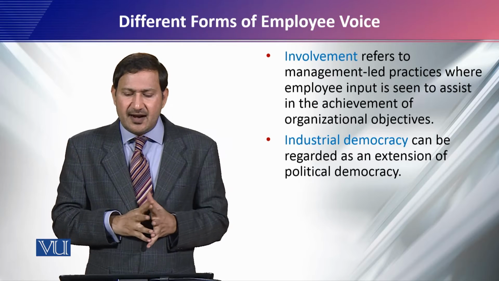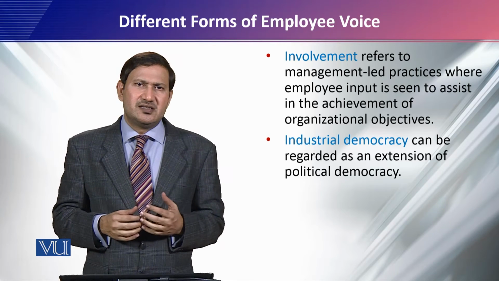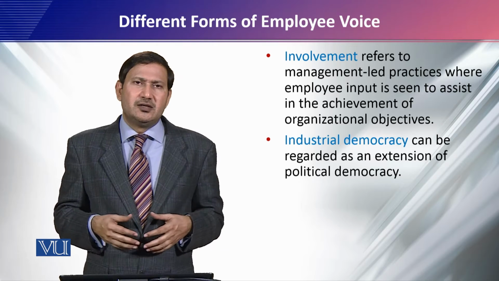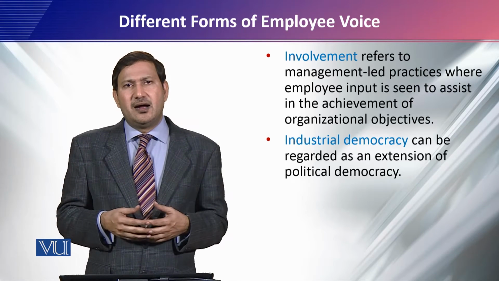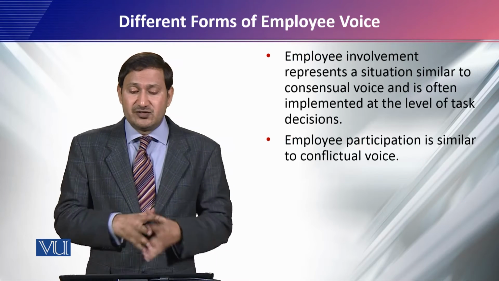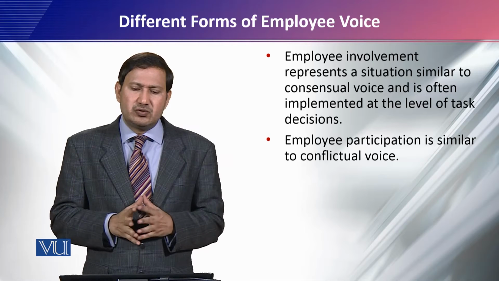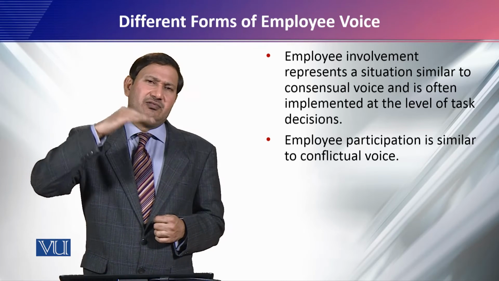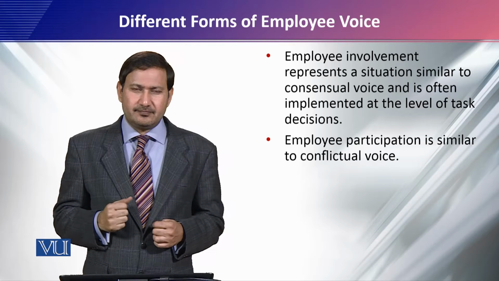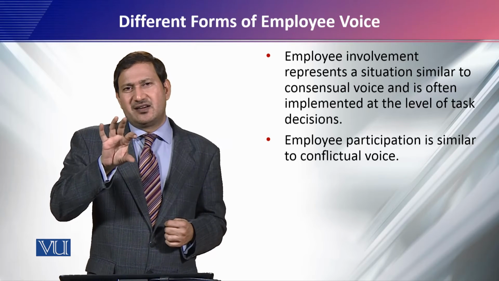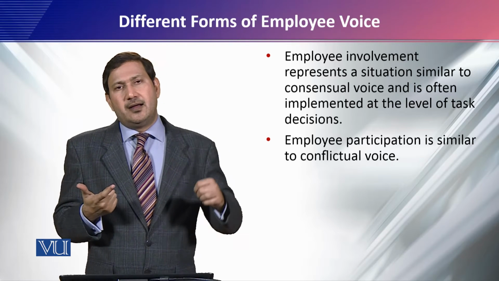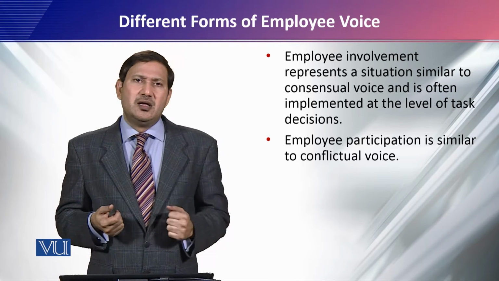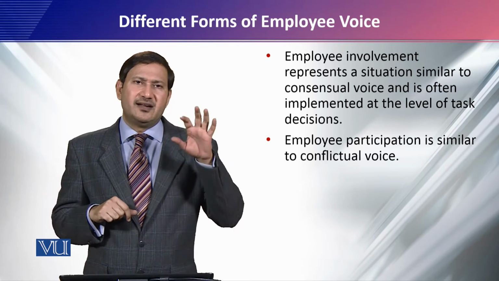So industrial democracy can be regarded as an extension of political democracy. This is another form of employee voice, when there is an opportunity to cumulatively or democratically decide something about the fate of the organization and your fate as well. So employee involvement represents a situation similar to consensual voice and is often implemented at the level of task decision. This is what I have just said about the three levels, and also about the task. You are given the power to make decisions about your job, your task, or about organizational issues related to the organization as a whole. So this is what we call job level involvement and organization level involvement.